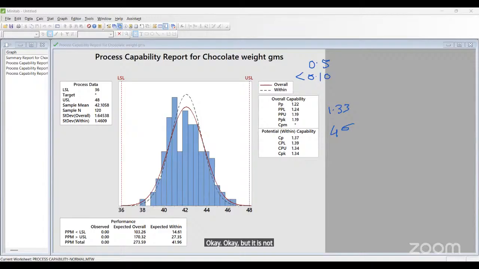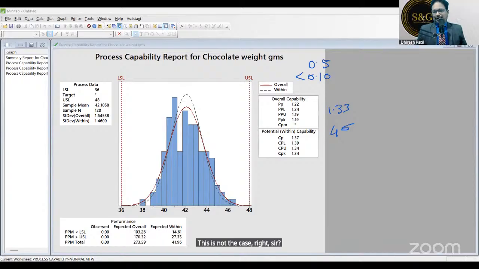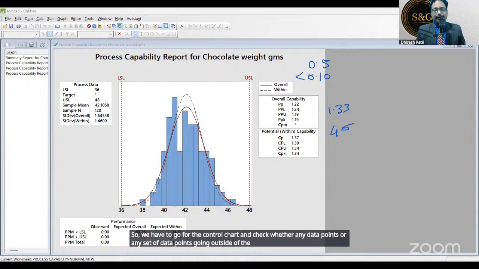That means within is not considering the special causes, and overall is considering the special causes. This is not the case, right, sir? No, this is not the case. So we have to go for the control chart and check whether any data points or any set of data points are going outside of the control limits. It's just one indicator.